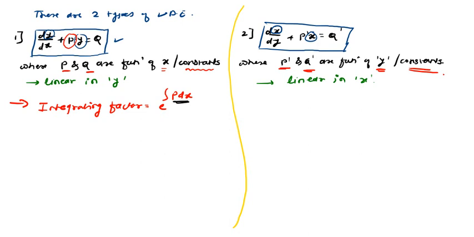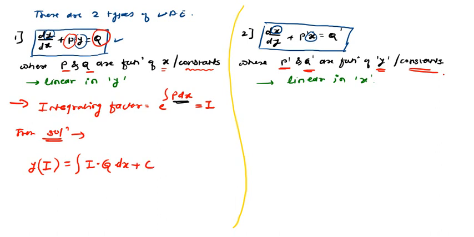And once you get the integrating factor, you can write its solution clearly. Then the solution of such a linear differential equation will be y into integrating factor equal to integration of integrating factor into q. Where is this q taken from? It is taken from the term which is at the RHS of the given linear differential equation, and integrate it with respect to x plus constant.